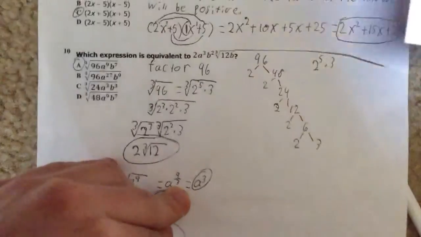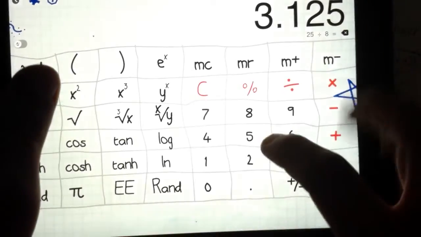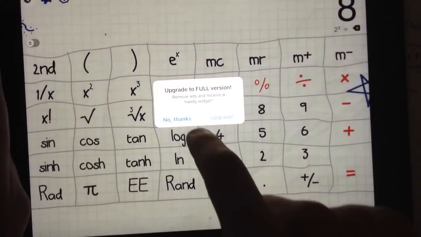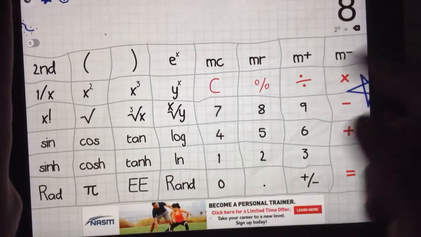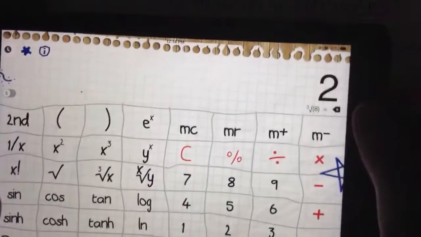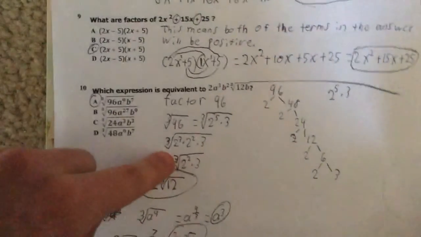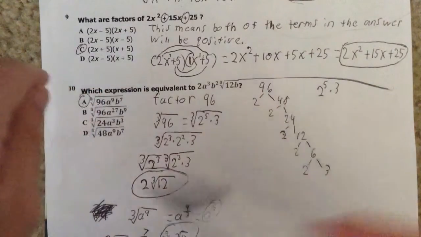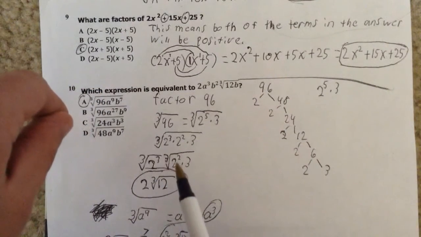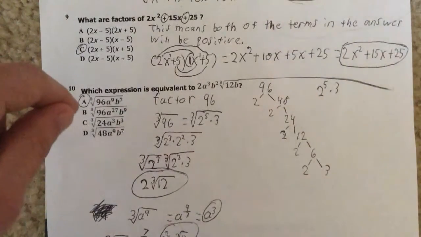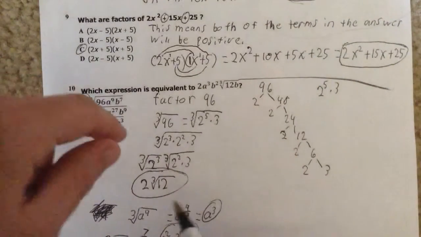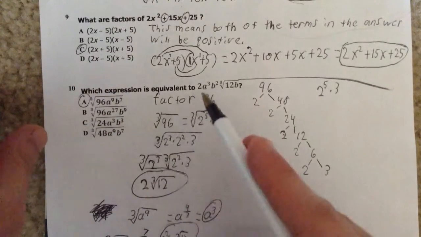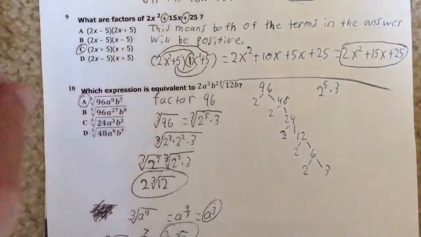And I'll prove that here. Get the calculator out. So 2 cubed equals 8. Cube root of 8 equals 2. Alright. So now we have 2 times the cube root of 12. I got 12. 2 times 2 squared equals 4. 4 times 3 is 12. Alright. So this is the simplified version of the cube root of 96.